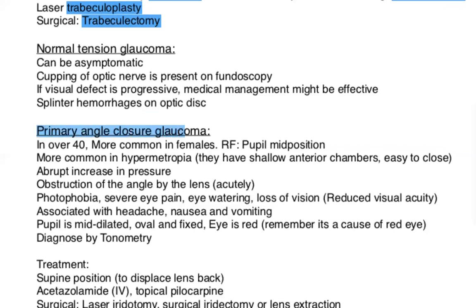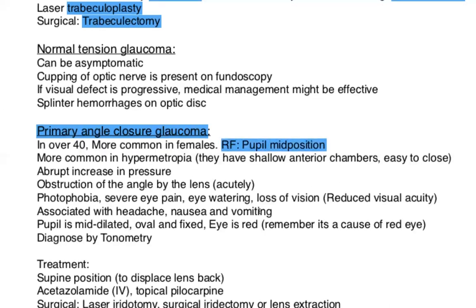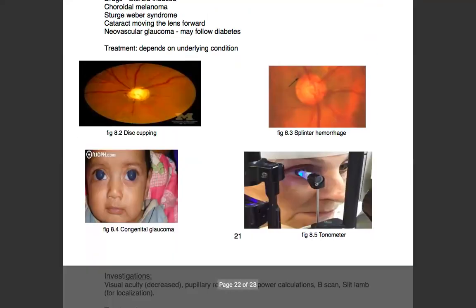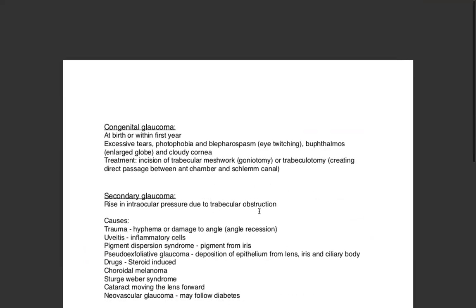The primary angle closure glaucoma, meaning that primary, so there was not a second cause, it happened by itself. Angle closure, which means that it closed. So في حاجة قفلت الtrabecular mesh. Okay? تحصل at the age of 40, more common in females. Our risk factor is pupil mid position. And I'll have to explain that in a second. Let's see if there's a picture to explain that. There isn't, but okay.